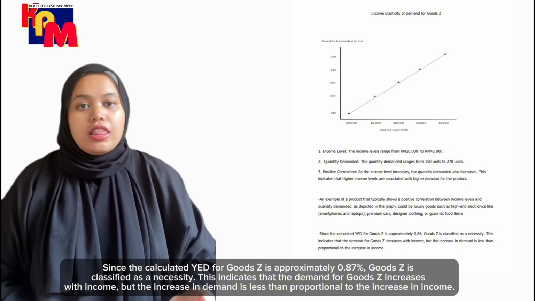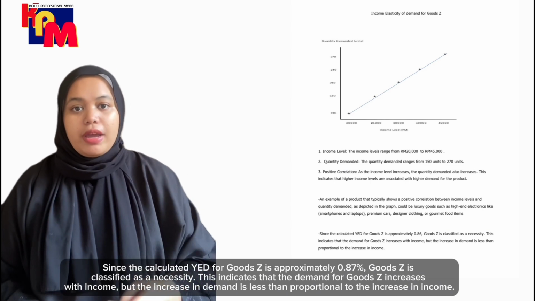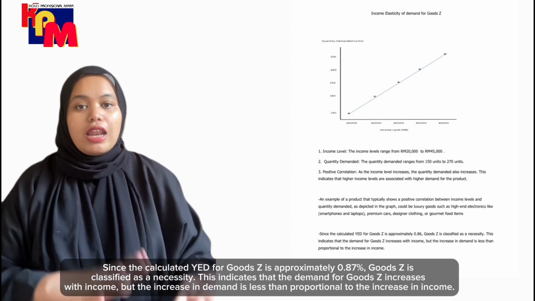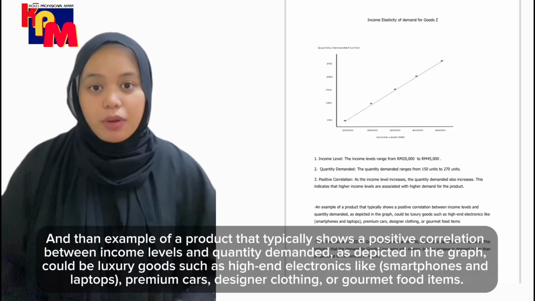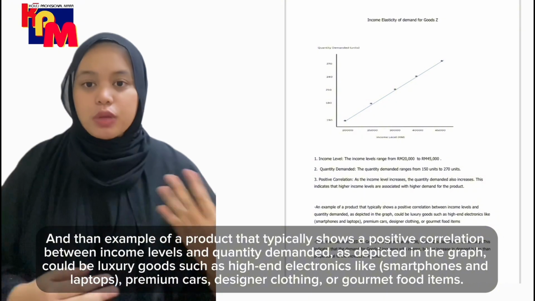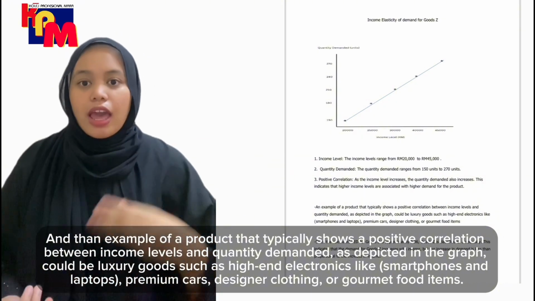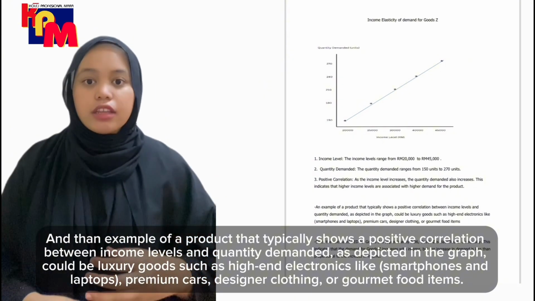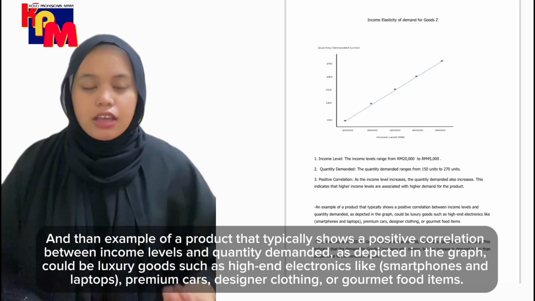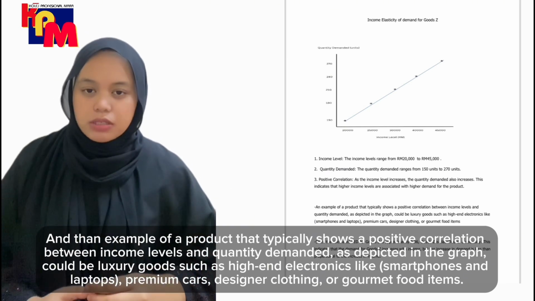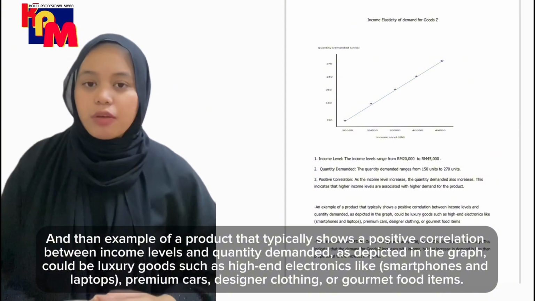This indicates that the demand for good X increases with income, but the increase in demand is less than proportional to the increase in income. Examples of products that typically show a positive correlation between income level and quantity demanded, as depicted in the graph, could be luxury goods such as electronics like smartphones and laptops, premium cars, designer clothes and gourmet food items.